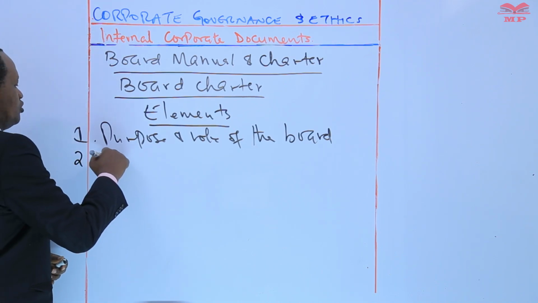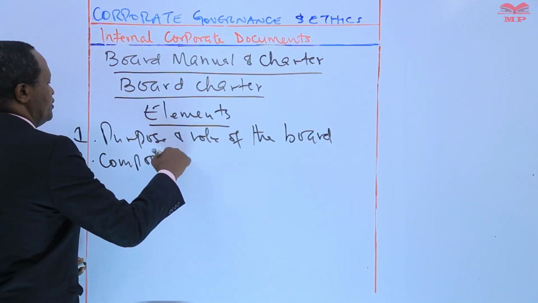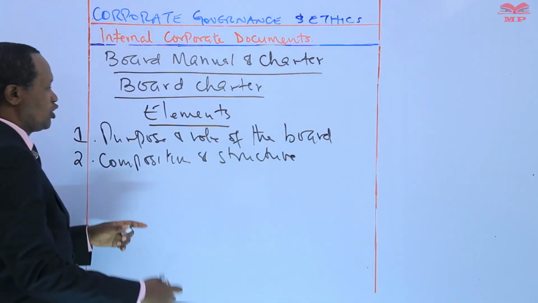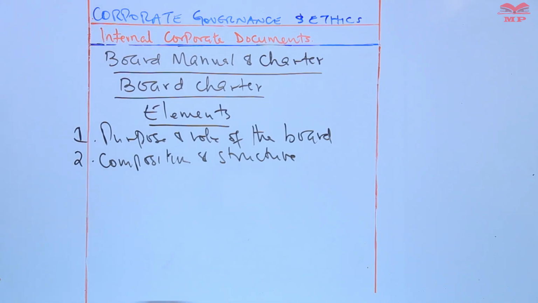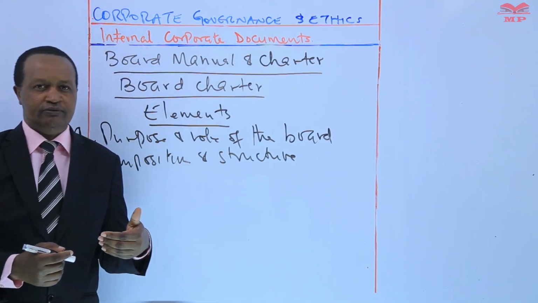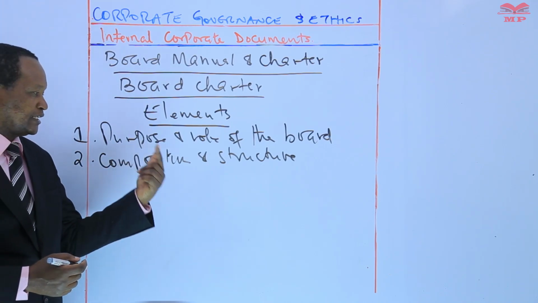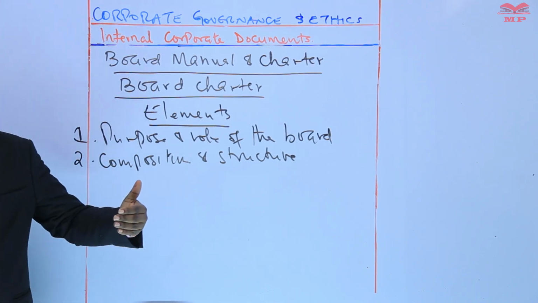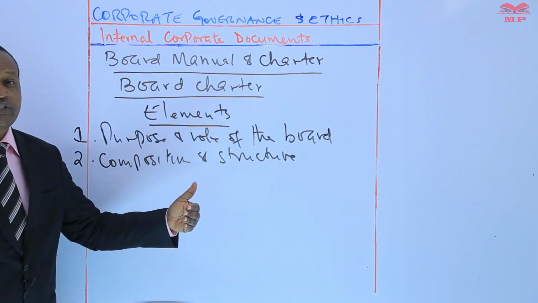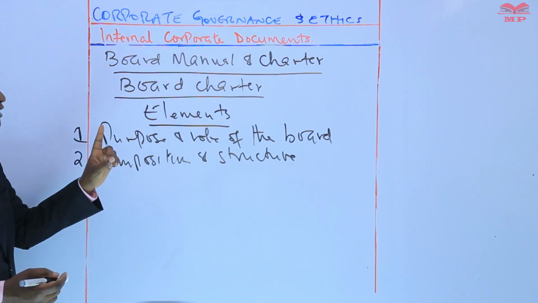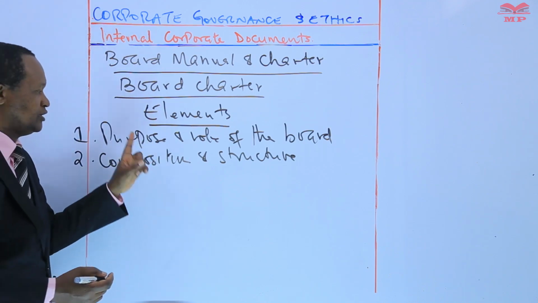2, composition of the board and the structure of the board. A board charter outlines the desired size and the composition of the board, including the mix of the executive and the non-executive directors, as well as any diversity considerations. That has to be clearly indicated within a board charter.